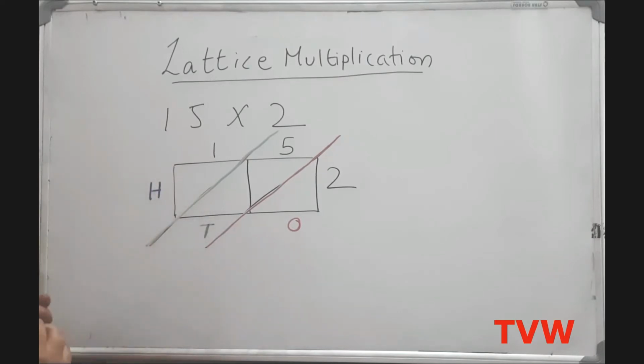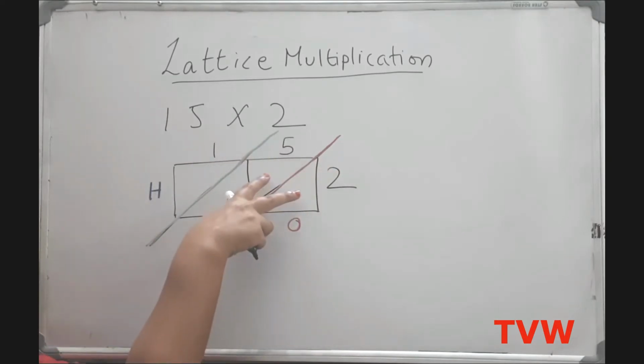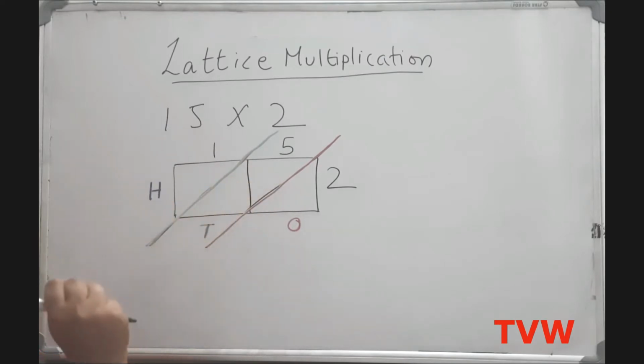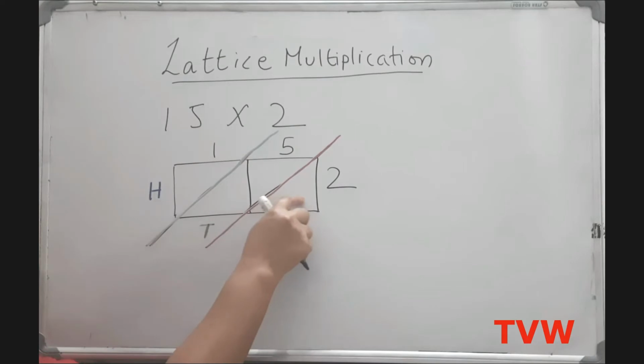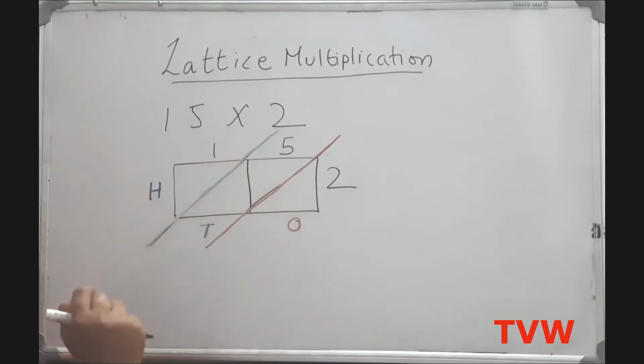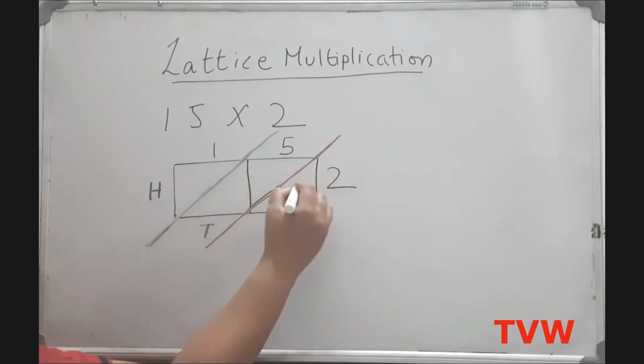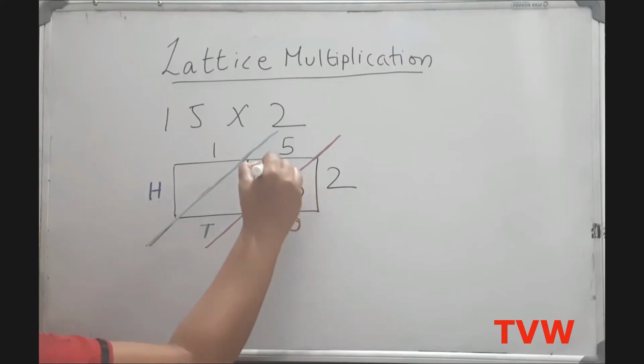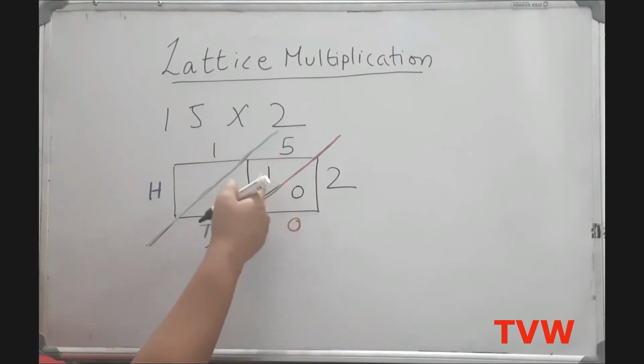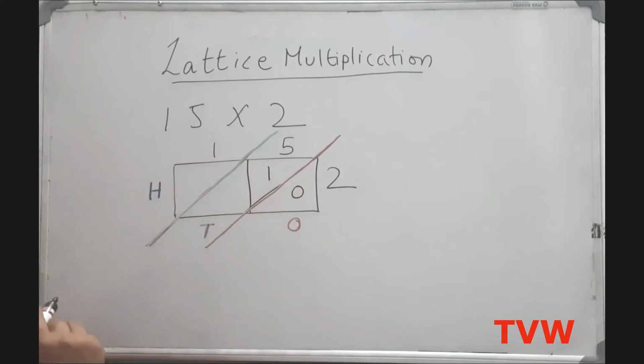Alright, now let us start multiplying. 5 into 2 is 10. So I'm going to write 10 in this box over here, but how am I going to write it? I'm going to imagine that this is the ones place and this is the tens place. So I will write 5 2s are 10 as 0 and 1. 0 goes in the ones place, 1 goes in the tens place.